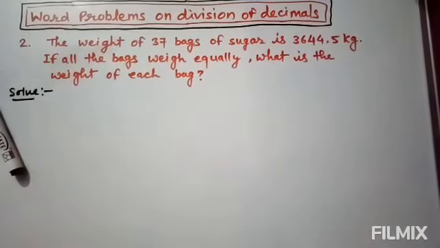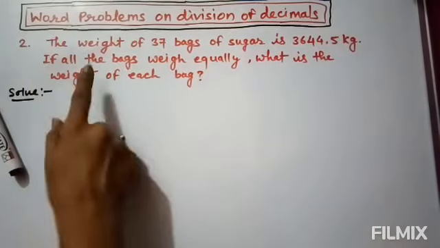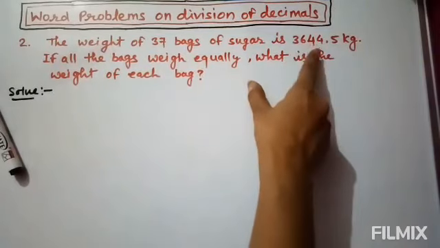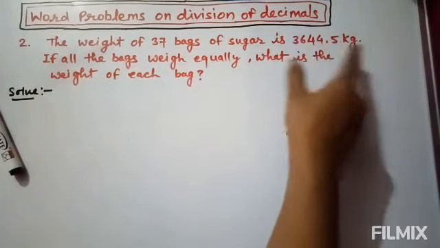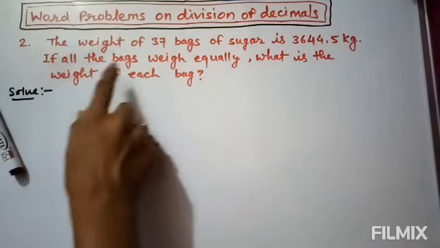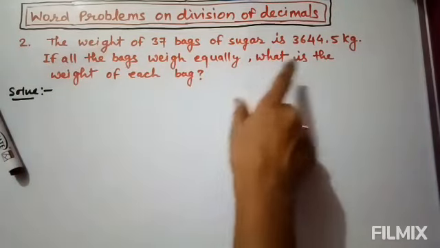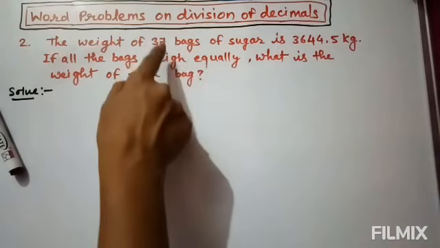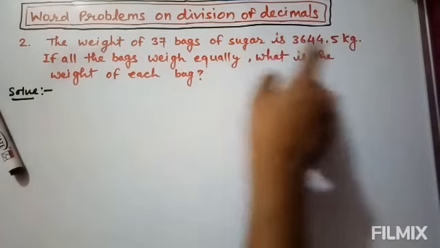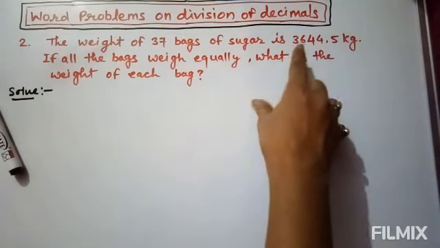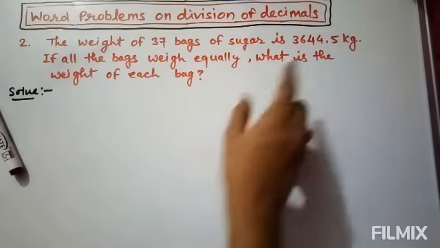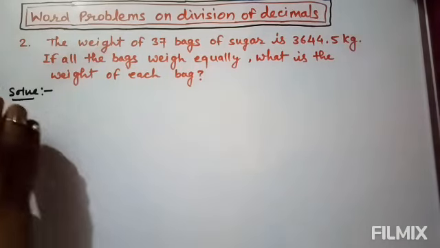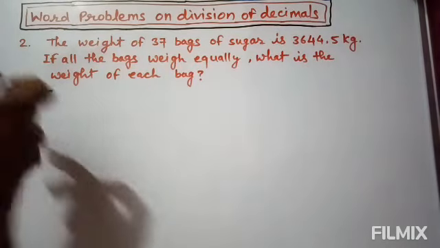Let's solve another word problem question. The weight of 37 bags of sugar is 3644.5 kilogram. If all the bags weigh equally, what is the weight of each bag? We have the number of bags, 37, and the weight of these 37 bags, 3644.5. We need to divide this number, so we will get each bag's weight. Let's do the question.